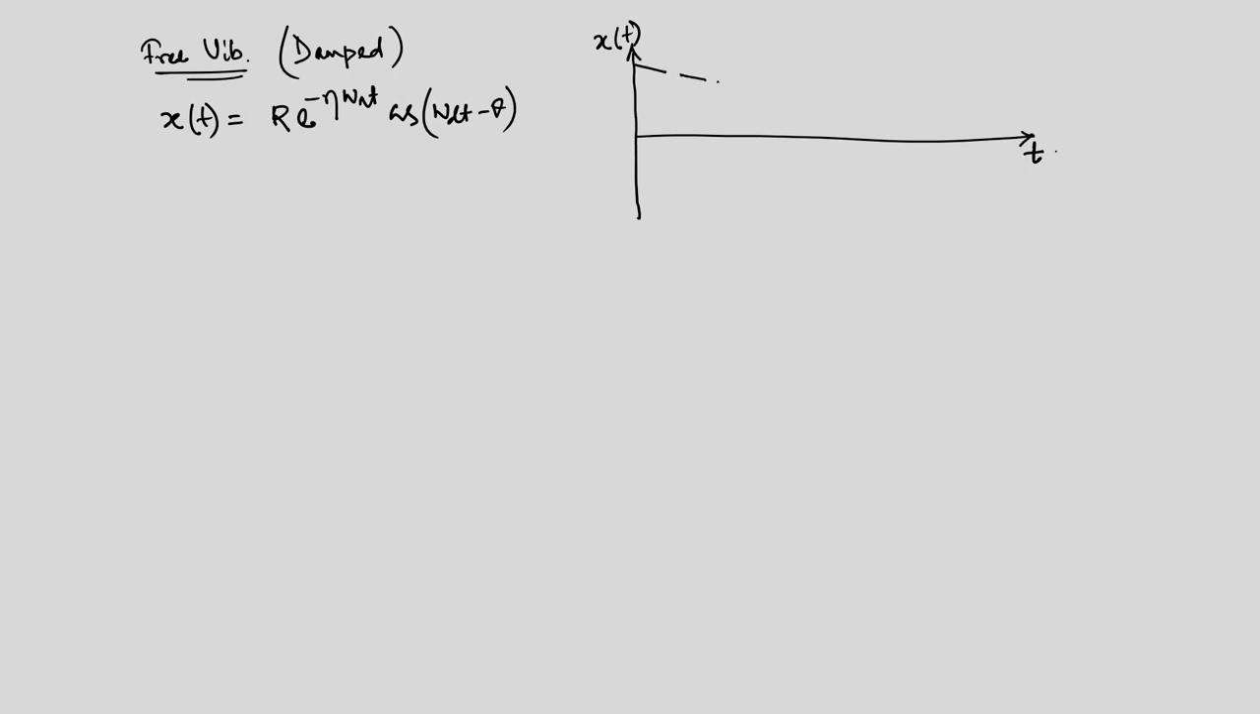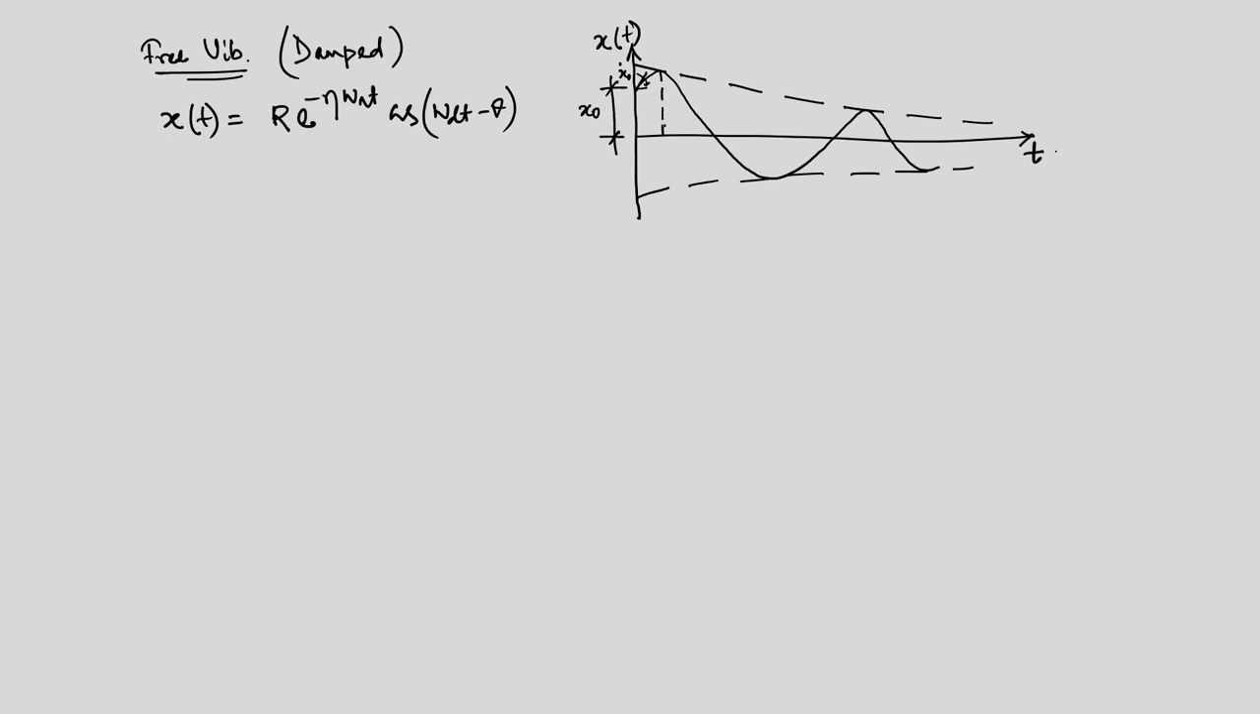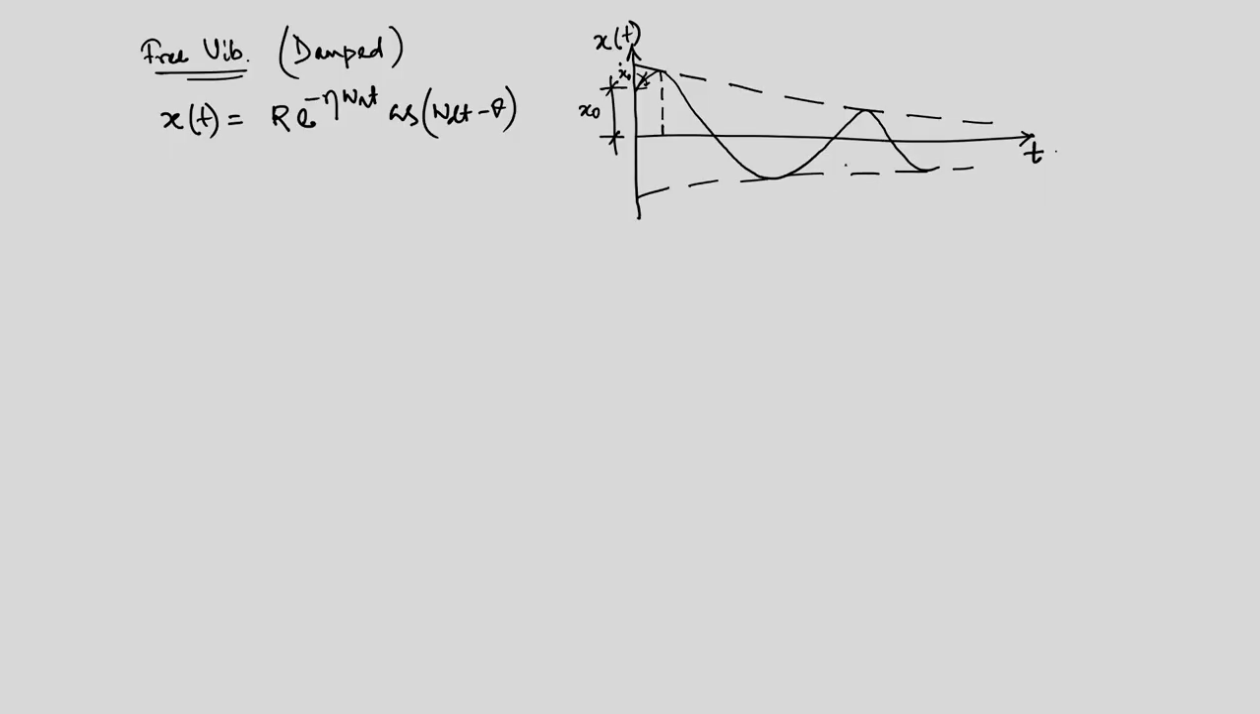So, we will see how this solution behaves. We have this exponential decaying envelope, and then we have the response. This first part is the x naught, and the velocity at this point is given by this tangent, which is x naught dot. Now, let us consider this response. Just imagine if we have an SDOF system and we can measure the displacement of that system, we basically get this plot.